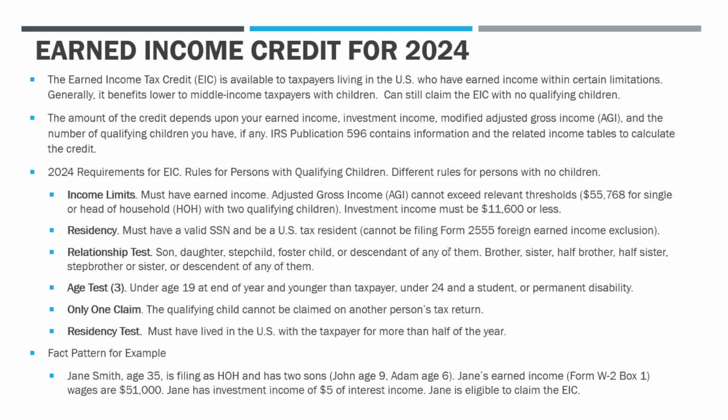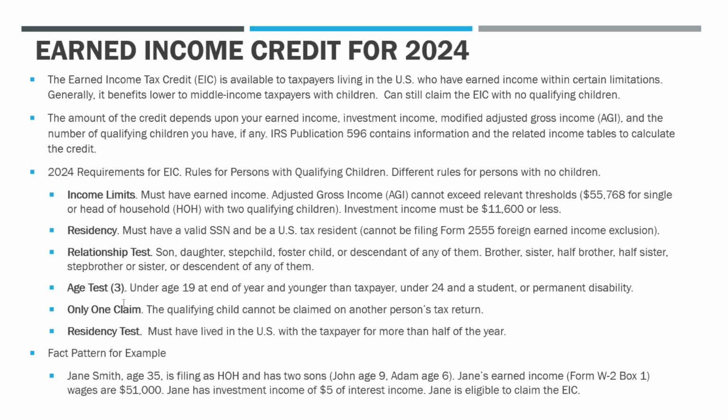Now, the relationship test, this applies to the child. So what is your relationship to the child? You can claim someone as a qualifying child if they meet one of these categories: a son, daughter, stepchild, foster child, or any descendant thereof. So that would include if you're a grandparent and you're filing this, trying to claim the EIC. If you're a grandparent and you have custody over or watch over your grandchild, that would meet the relationship test. Grandchildren count.